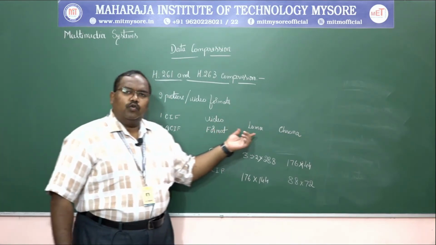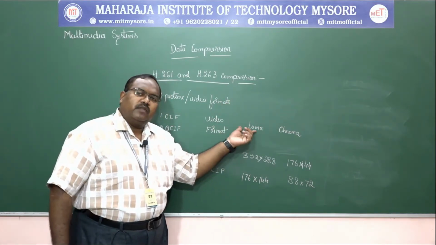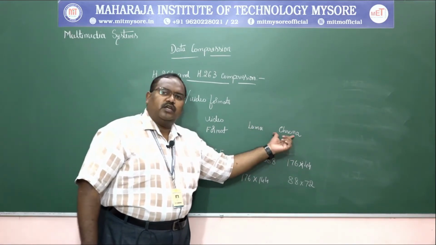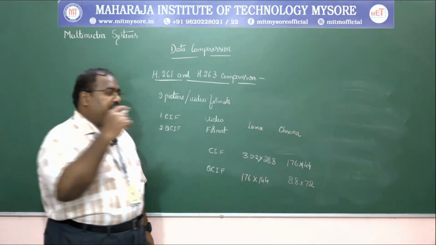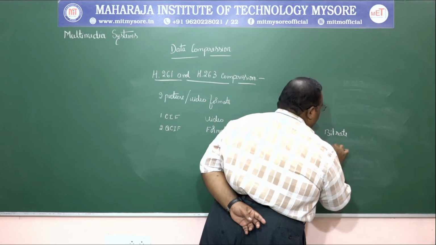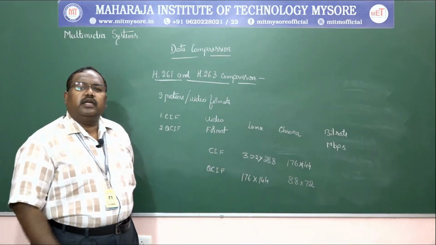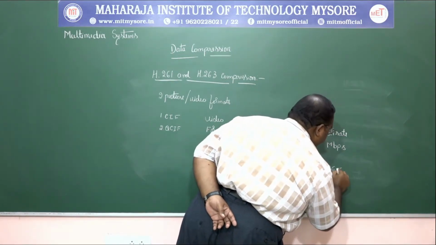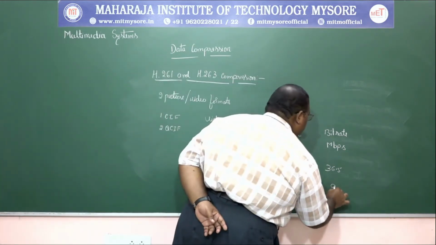I will repeat it again. Luma stands for luminance, chroma stands for chrominance. Luma is the parameter associated with the brightness of the image, and chroma is the factor associated with the color in the image. Then what would be the bit rate of data transfer? It would be in megabytes per second usually. Here for CIF we have 36.5, whereas in QCIF it is 9.1.